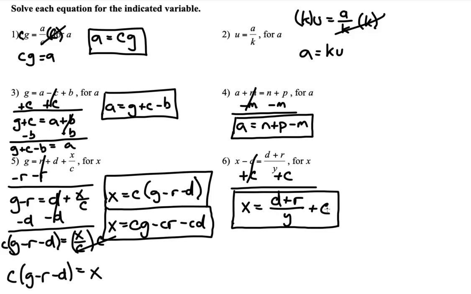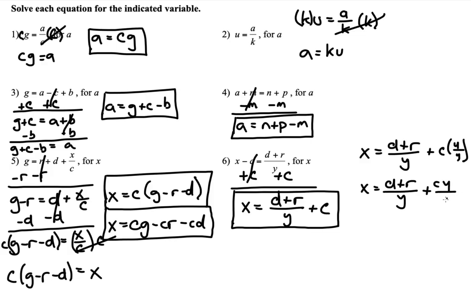But if I wanted to add c to this one, I'll write it up here. If I have x equals d plus r over y plus c, if I wanted to put it all together in one expression, get rid of this plus c, if I multiply this by y over y, I'm just adding fractions here, that would get me x equals d plus r over y plus cy over y. Now I have a common denominator, so x equals d plus r plus cy, and that whole thing over y.